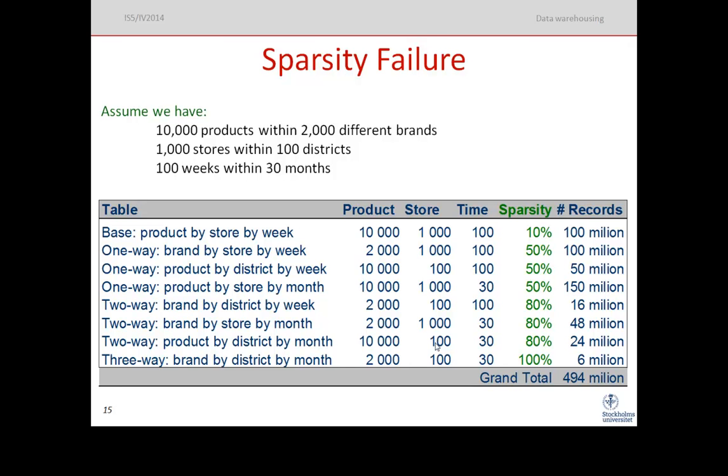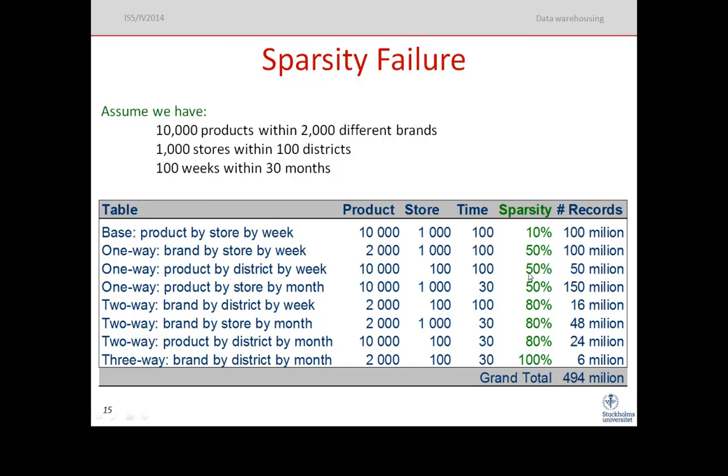One way, we have brand by store by week. We will then have 2,000 products, 1,000 stores, 100 days, and then we will have 50% of sparsity. So here you can see 100 million rows. And here you can see that, for instance, if we have a two-way brand by store by month, we would have 2,000 products, 1,000 stores, and 30 days. Then we would have a sparsity of 80%, which would create 48 million rows.